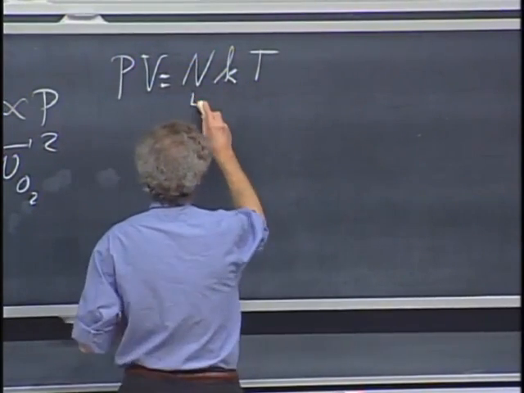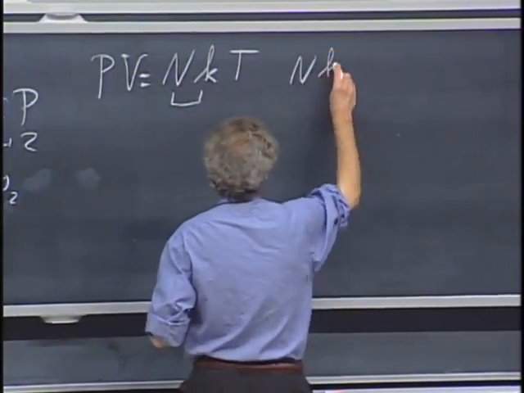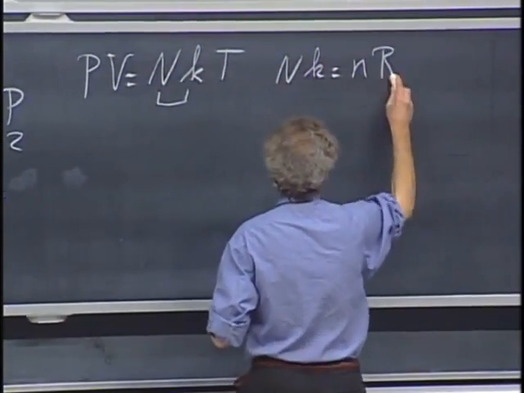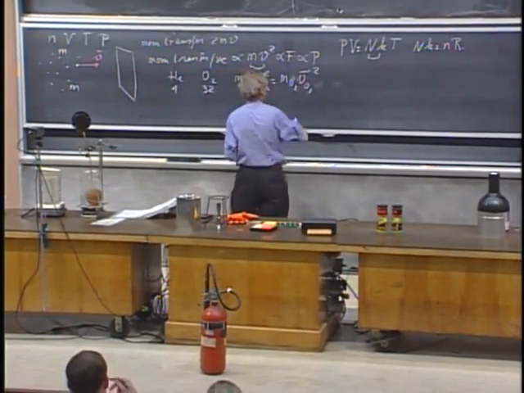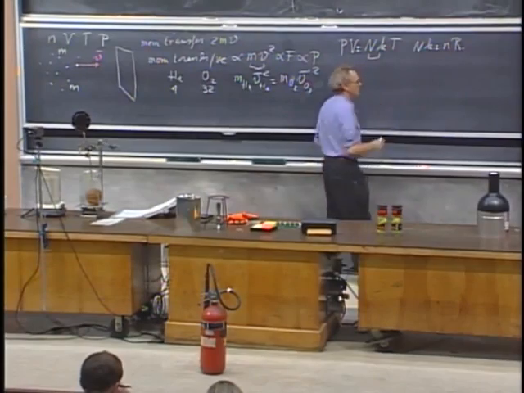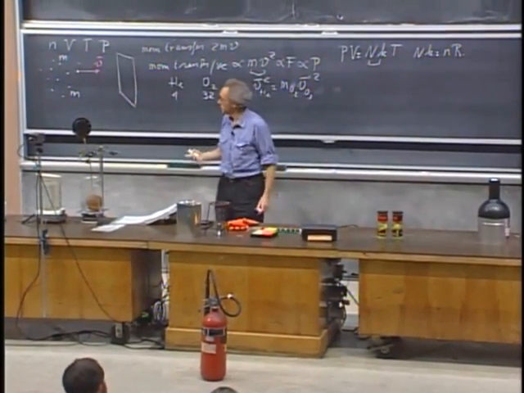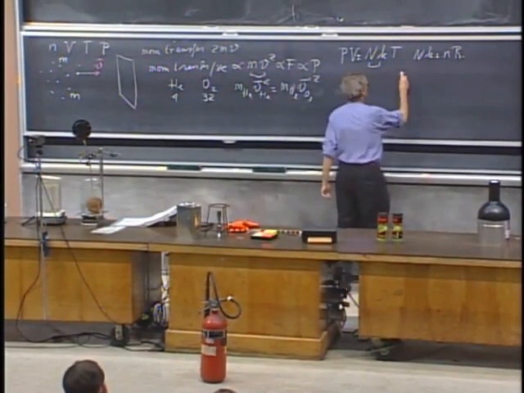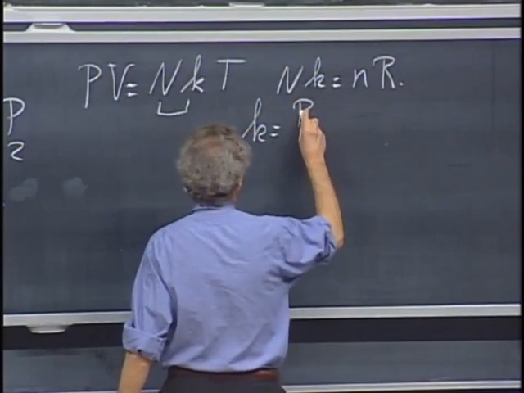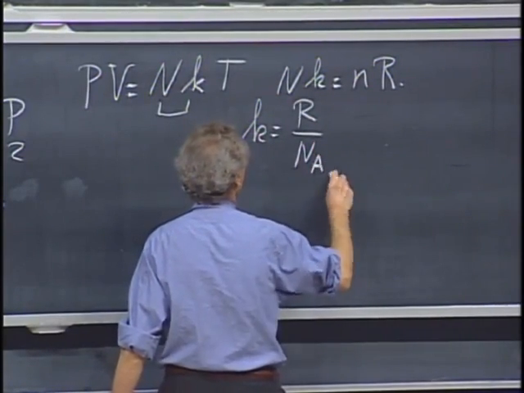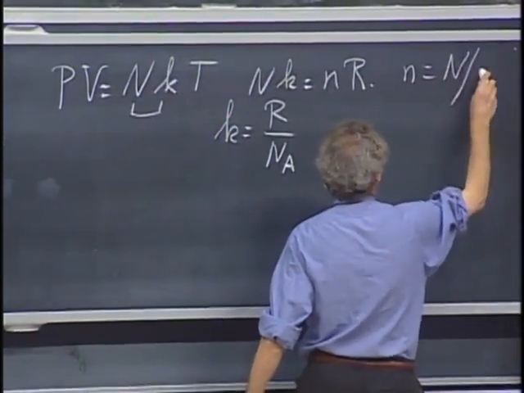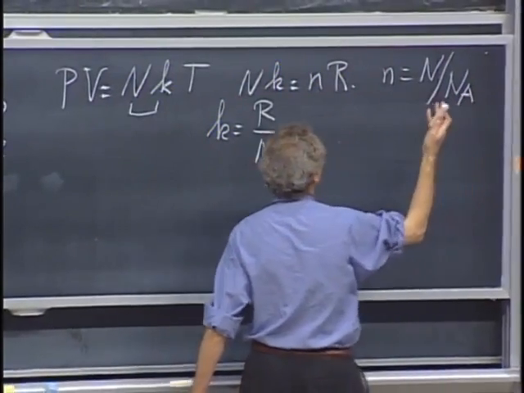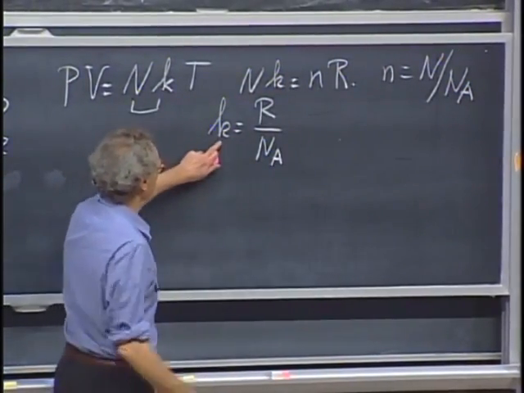And since Nk must be the same as nR, if you compare the two gas laws, the one up there and the one here, you can see that the way that K is defined, it is nothing but R divided by N of A. K is R divided by Avogadro's number. Because little n, remember, is the total number of molecules that you have divided by N of A. So if you substitute that, you get this as a result.